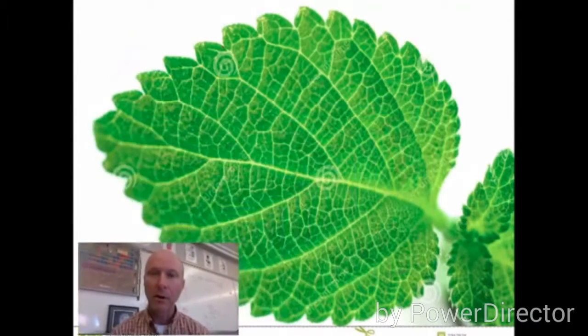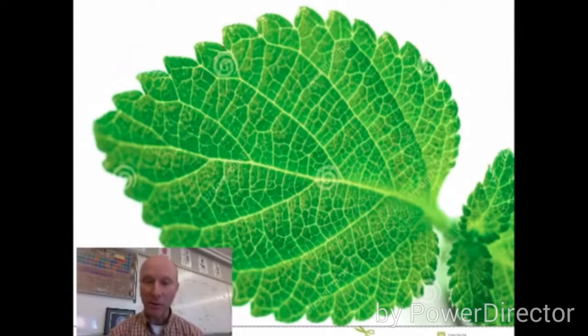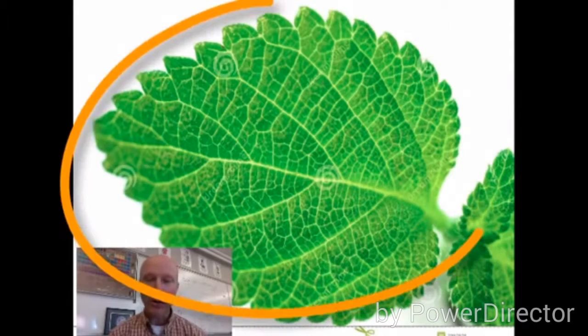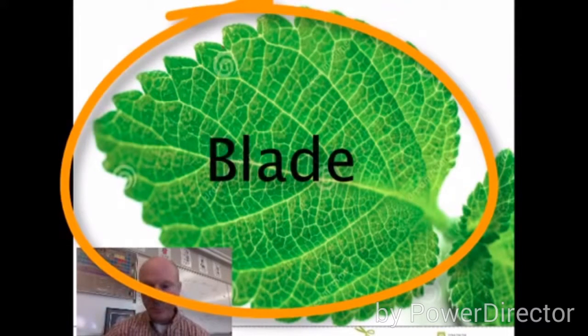You're going to need to know a little bit about this terminology and the anatomy of a leaf to better understand how photosynthesis takes place, because the leaf is the photosynthetic machinery of a plant. Now what you see behind me is a typical leaf. The large structure is called the leaf blade.